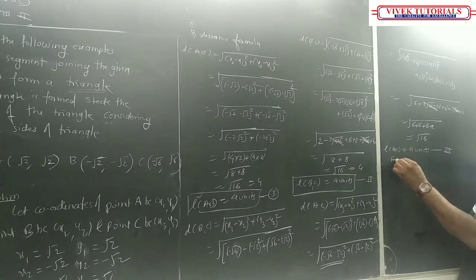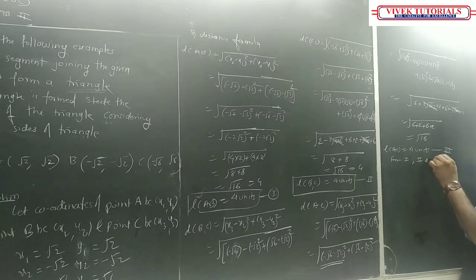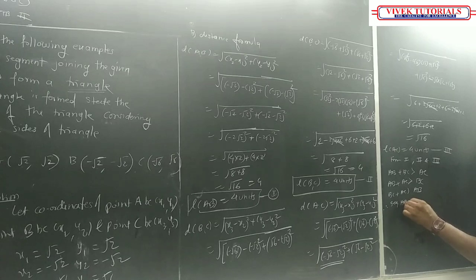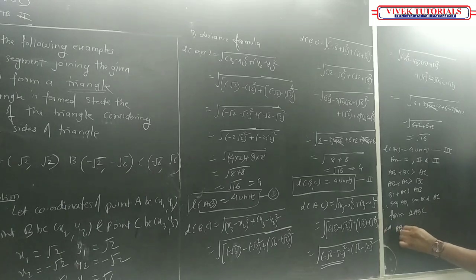So from equations 1, 2 and 3, what I can say is that AB plus BC is greater than AC, or AB plus AC is greater than BC, and BC plus AC is greater than AB. Because of these conditions, segment AB, segment BC and segment AC form triangle ABC, and AB is equal to BC is equal to AC, therefore triangle ABC is an equilateral triangle. Which type of triangle is it? When all sides are equal, it is an equilateral triangle.